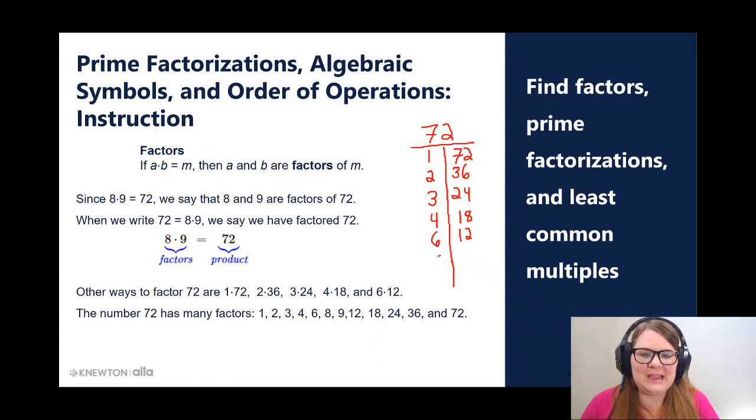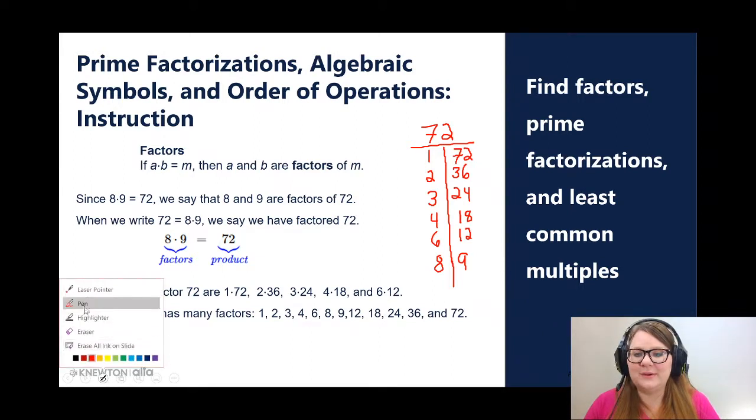All right, but 8 goes in 9 times, just like we talked about right over here. And so then my next number would be 9, but I've already written that down. So this organization method makes sure that I get everything without missing something. So I recommend doing that if you're stuck on factoring a number.